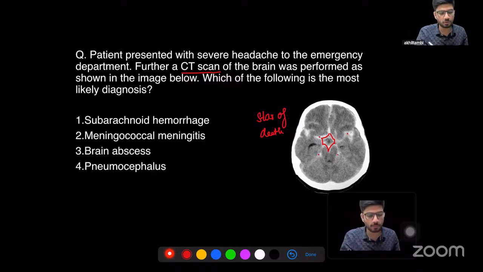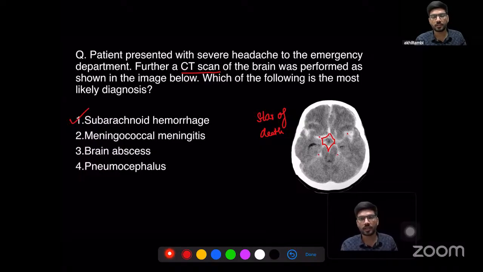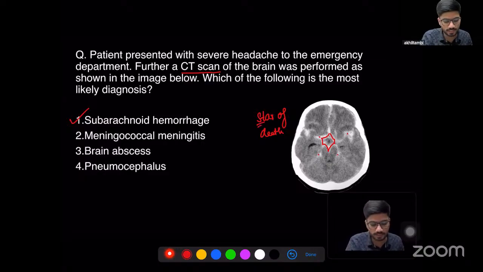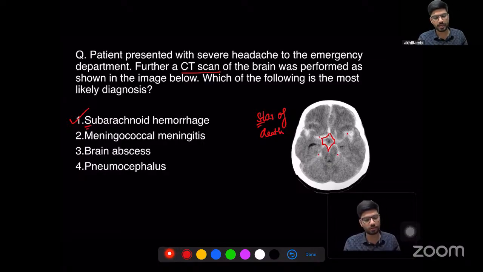The most common cause of subarachnoid hemorrhage will be trauma only. Okay, so the most common cause will be trauma, and next will be Berry's aneurysm rupture. So both of these cause subarachnoid hemorrhage. So this classical star of death appearance is what is seen in SAH, subarachnoid hemorrhage. Then coming on to the next question.